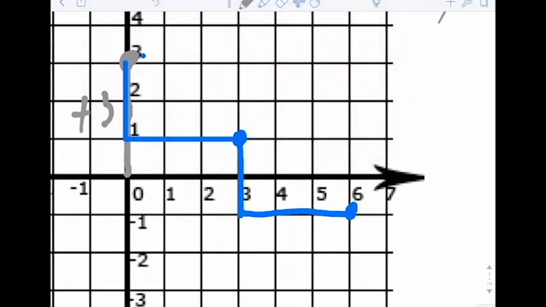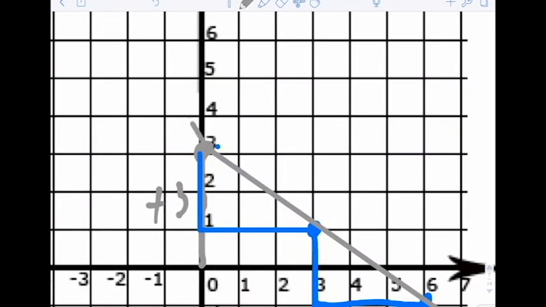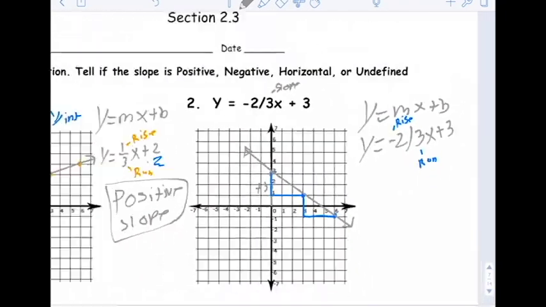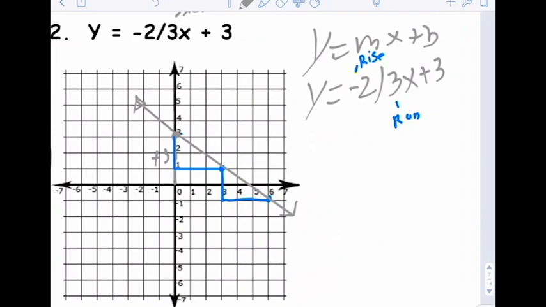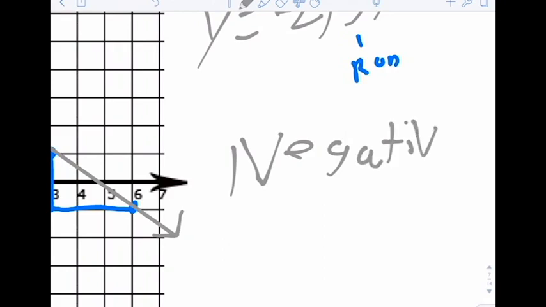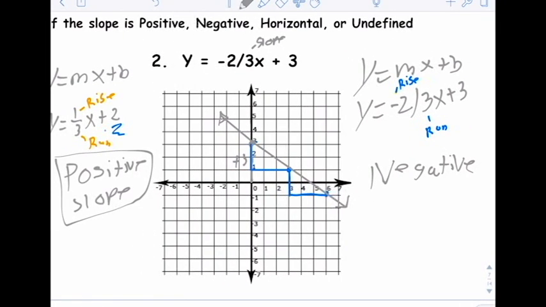Finally, connect the points with a line, and you'll have the graph. Now tell if the slope is positive, negative, horizontal, or undefined. In this case, the slope is actually negative, because as you can see, we start from the left, go to the right, and it's a gradually decreasing line.